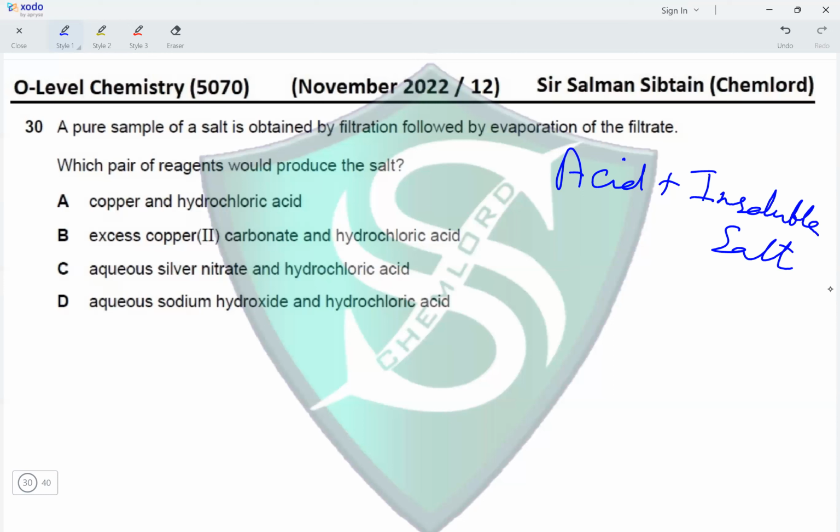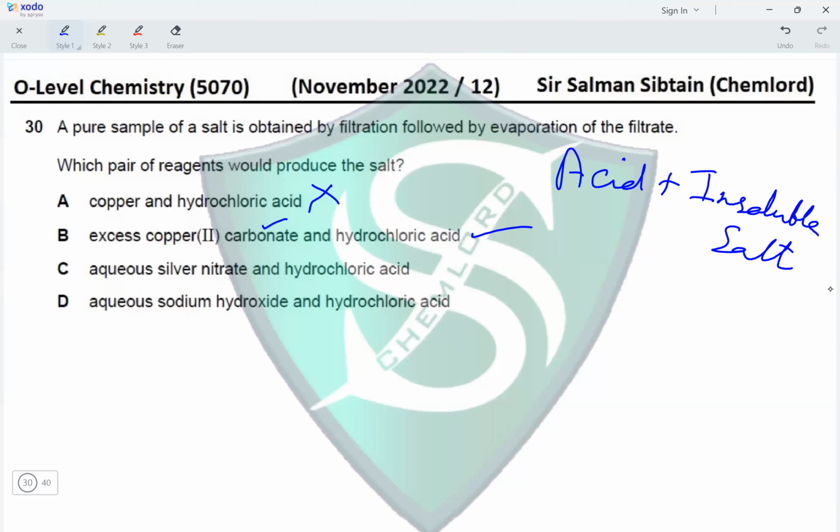Option A. Copper and hydrochloric acid. Copper will not react with hydrochloric acid because it is less reactive than hydrogen. B. Excess copper carbonate and hydrochloric acid. Carbonate is insoluble. This is our requirement. Option B is correct.